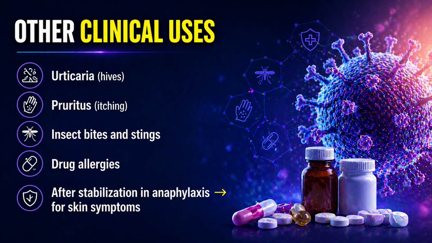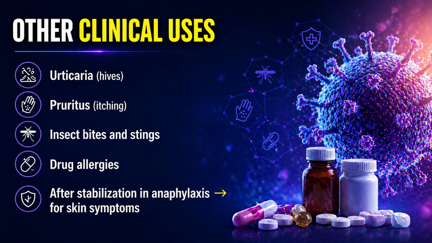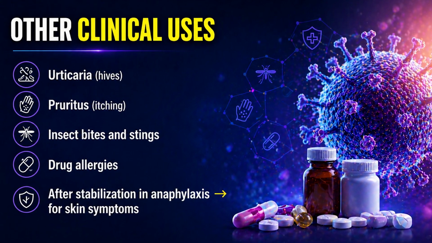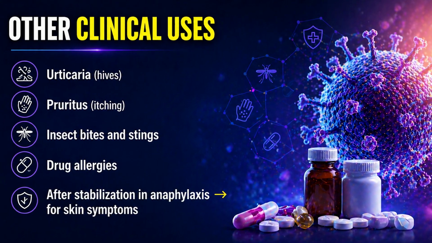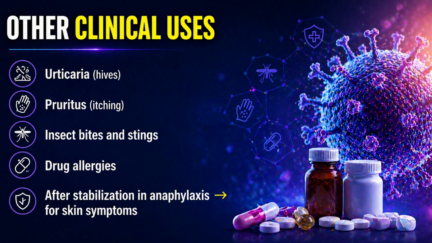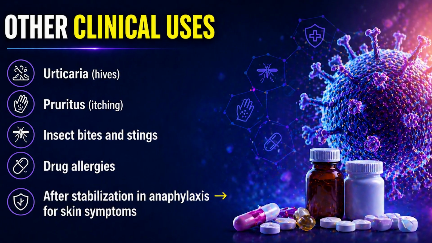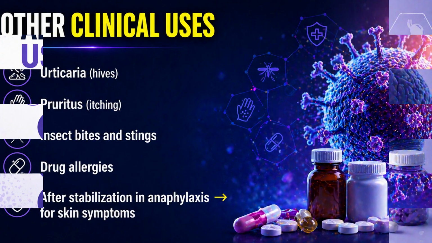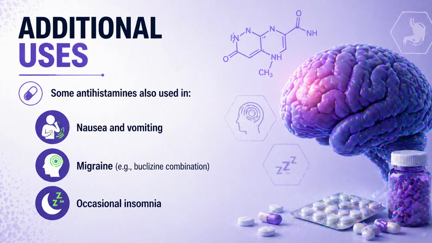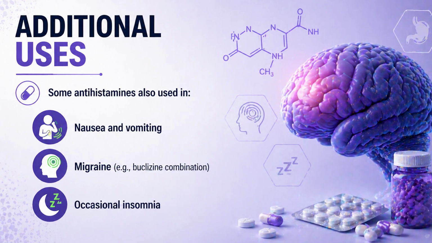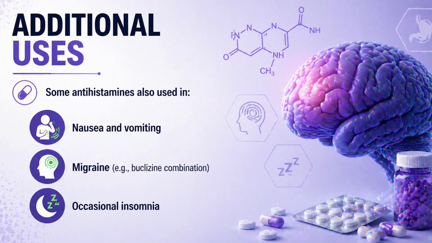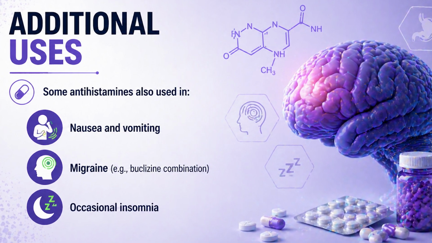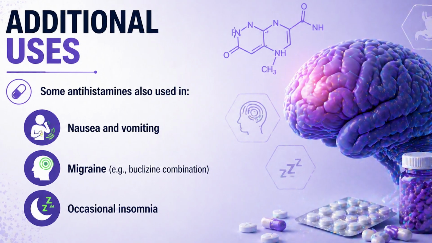Let's expand a bit. Antihistamines are not only for rhinitis, they are also useful in urticaria, pruritus, itching, insect bites and stings, drug allergies. And here's something important. After stabilizing a patient with anaphylaxis, you can give antihistamines for skin symptoms only. Now, here is something interesting. Some antihistamines have additional uses. For example, nausea and vomiting, migraine like buclizine combinations, even occasional insomnia.